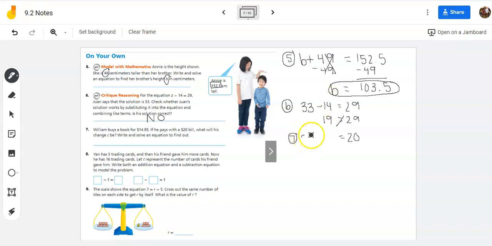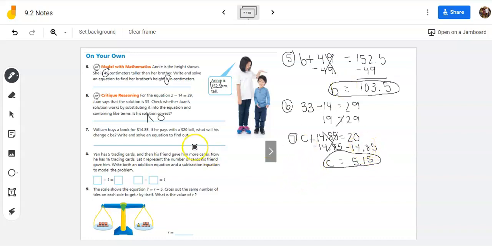So I have C plus 14.85. I'm going to subtract 14.85 from both sides because that's the number on the side with the variable. And when I do this, C is the only thing left on the left-hand side. And 20 minus 14.85 is $5.15. So the change that he'll get back is $5.15.